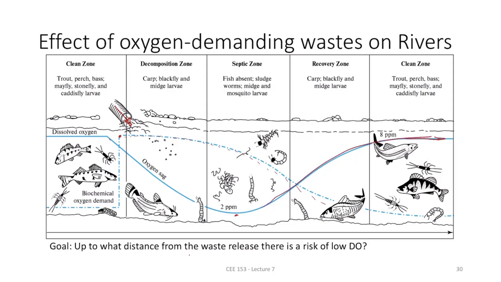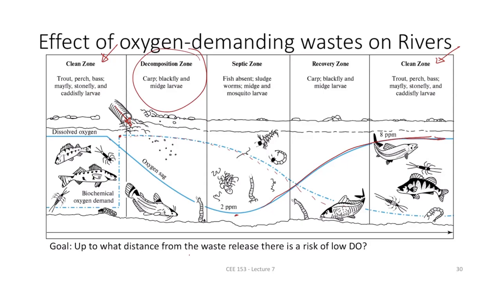So as you see, there are different zones. This is a clean zone because this is before the waste, and this is at the very end, farther away from the locations. That's also a clean zone. In between, you have different zones. The first one, the most contaminated location, is the decomposition zone. The second one is called the septic zone, where your BOD is decreasing, but the DO has not come up yet. So that's why this is called the septic zone.